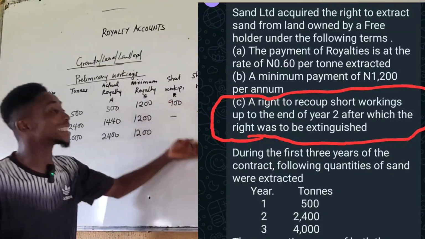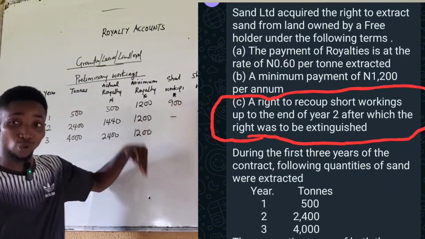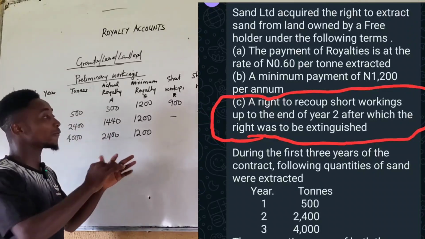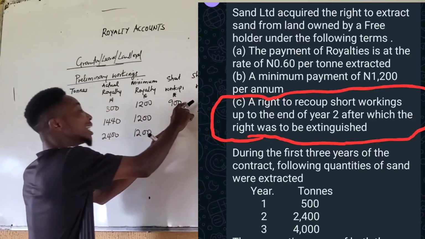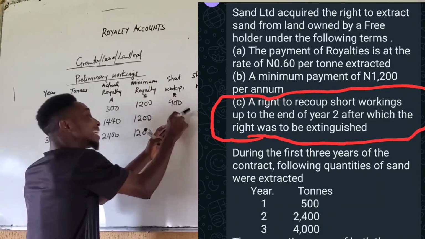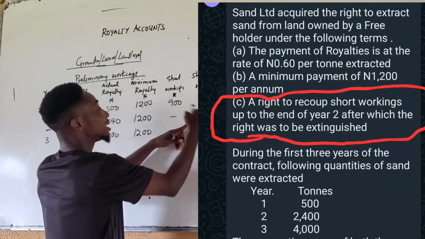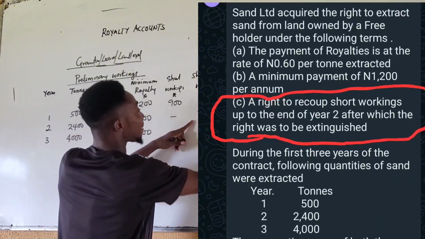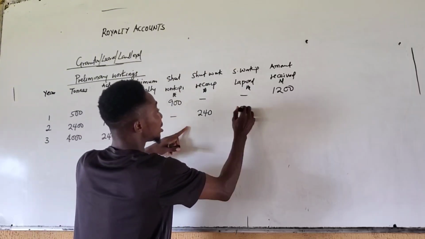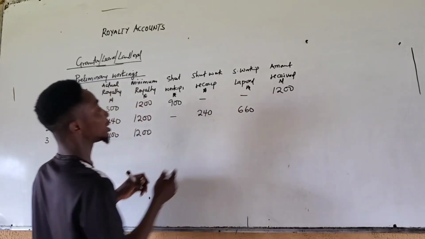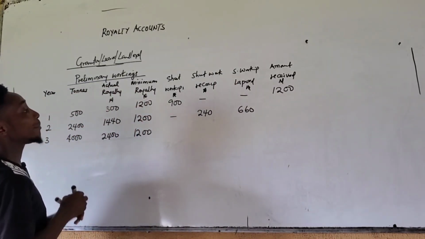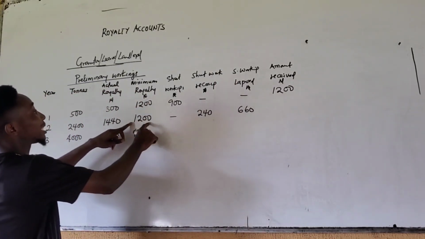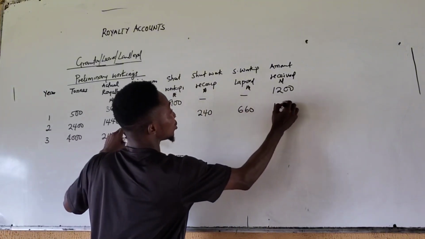It didn't say 2 years after the short workings occur. At the end of year 2, so long as the short workings cannot be recovered, the difference is deemed to be short workings lapsed. And the difference is how much? 660 short workings lapse. So the amount, regardless, the landlord will receive is how much?